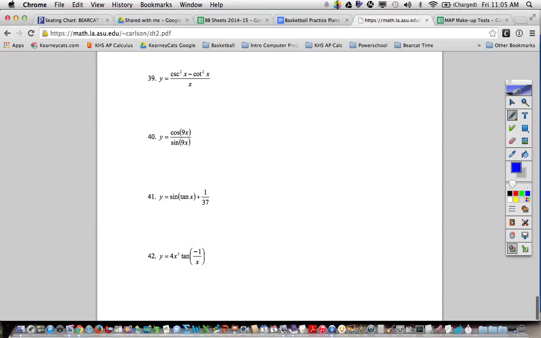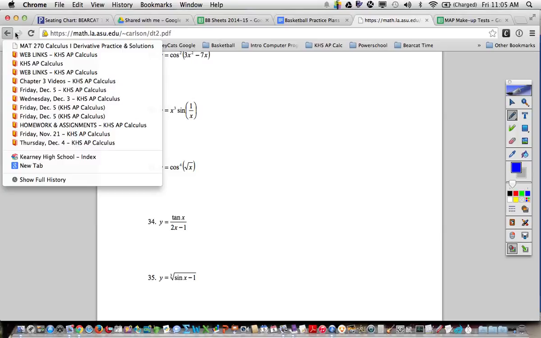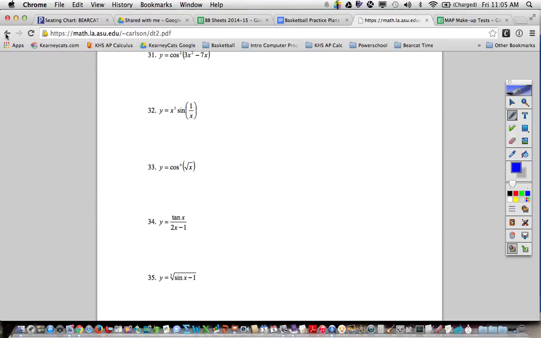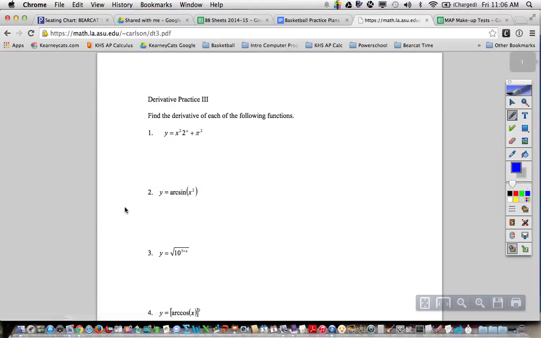I only saw one arc sine or arc cosine on there. Okay, now what we haven't seen is any implicit differentiation. That other website did not have implicit differentiation on it, right? The mixture of the x and y's, where you've got to tack on the y primes and solve for y prime. That's here in practice test number 3.